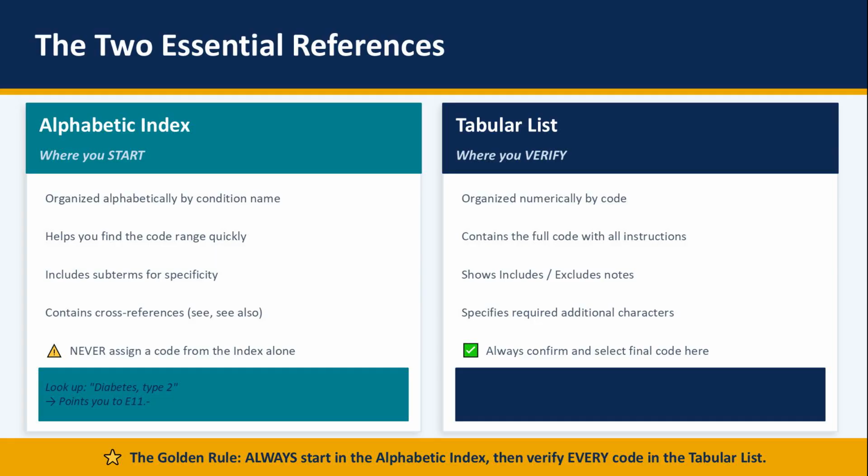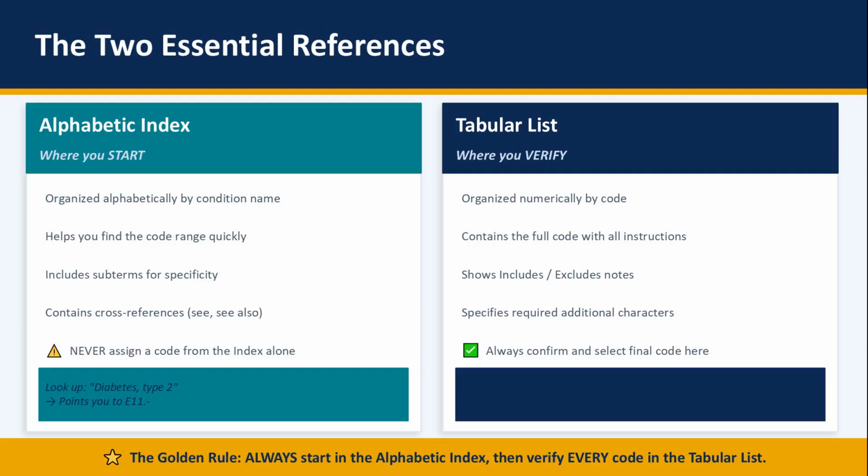Now here is the most critical rule in ICD-10-CM coding, and I want you to burn this into your brain right now. Never assign a code based solely on the alphabetic index. The index is a guide, it's a roadmap, but it doesn't contain all the instructions. It doesn't show you the includes notes, the excludes notes, the code first, or use additional code instructions. Those are only in the tabular list.